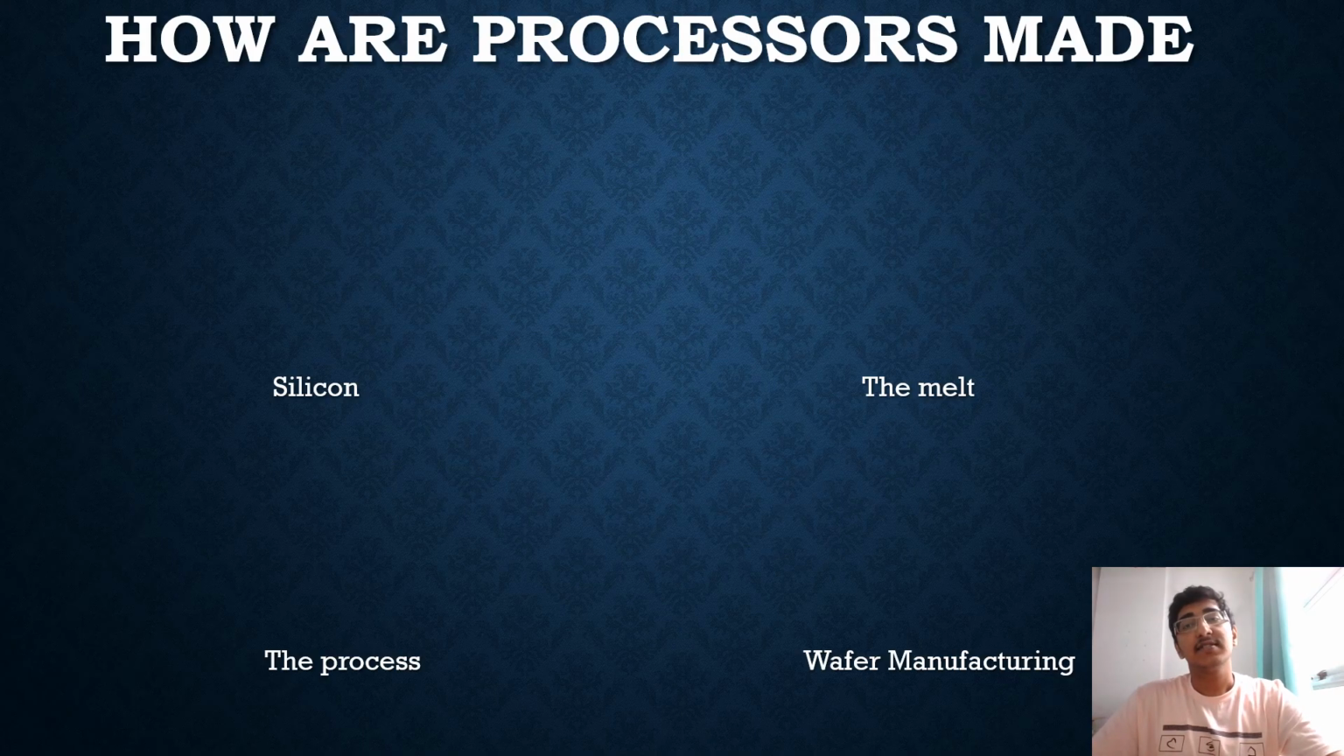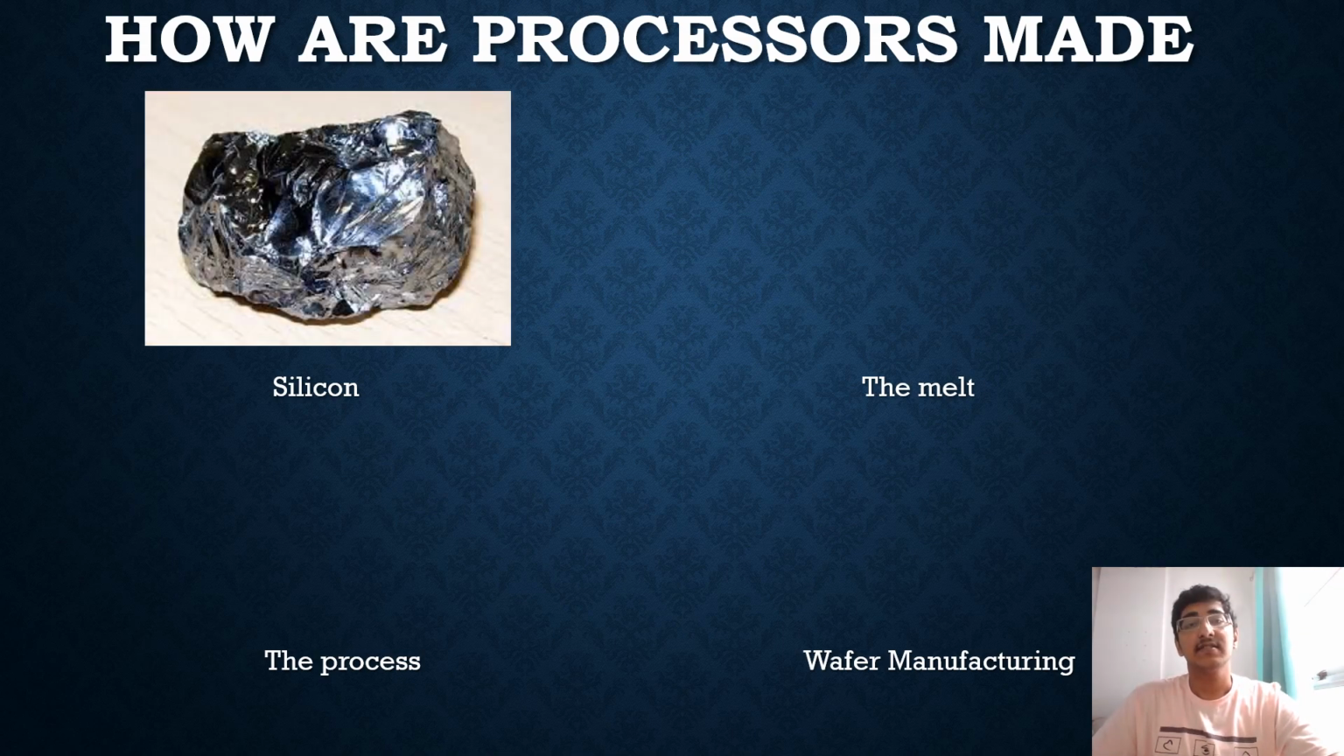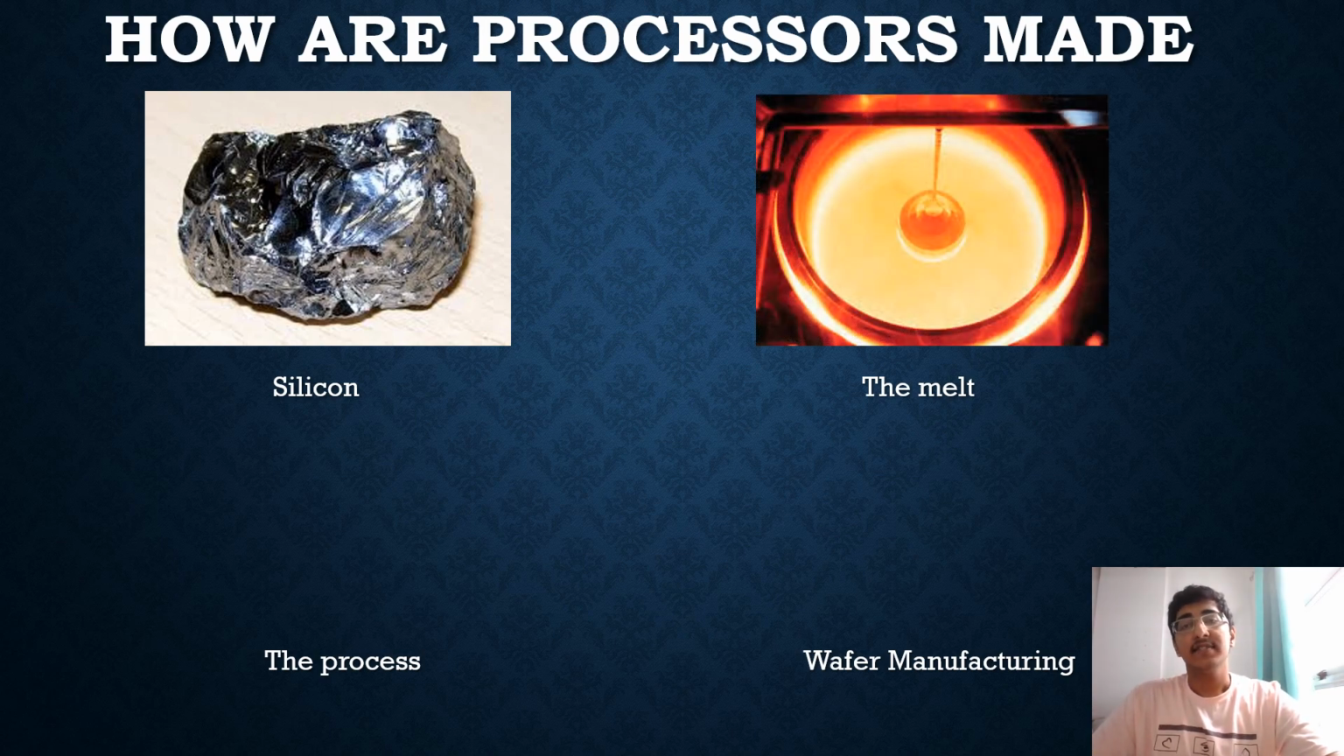Now, how are processors made? A processor consists of a base that's called a wafer upon which the rest of the processor is built. That base is made from silicon, which is a semiconductor. The material you dope it with will determine its electrical properties. So we take some silicon and put it in a quartz vessel and heat it along with some phosphorus and antimony to form a melt.